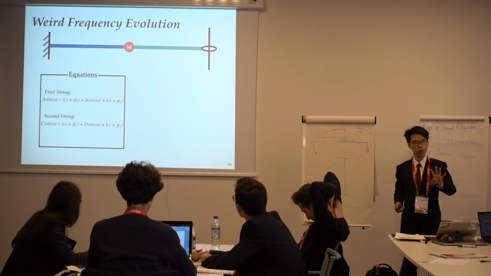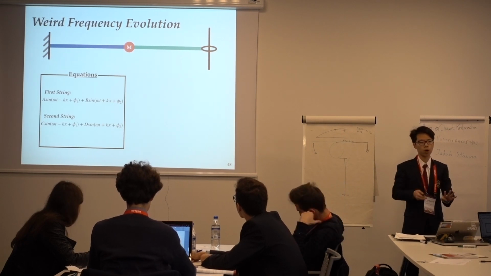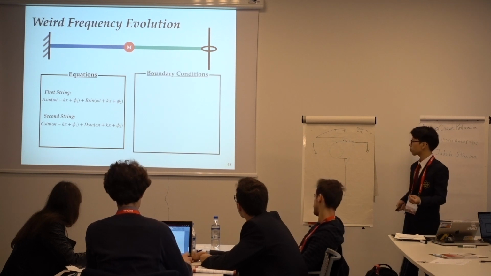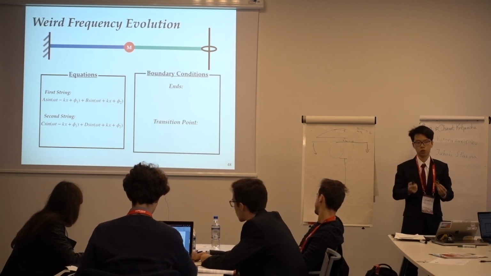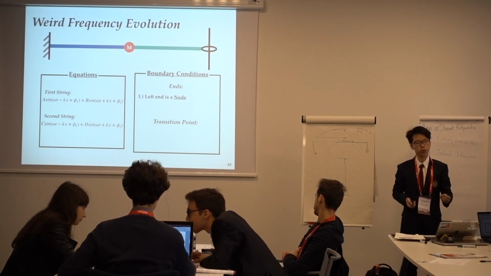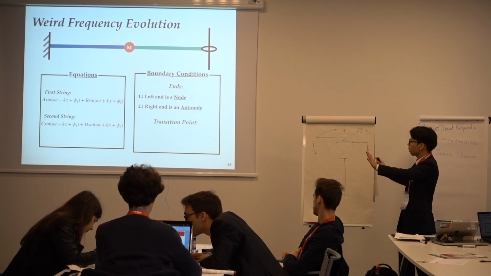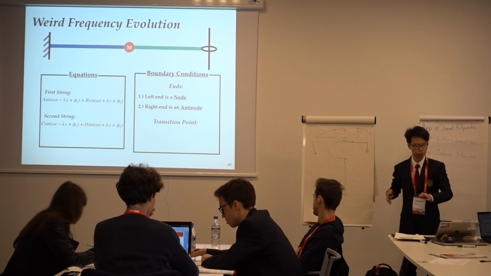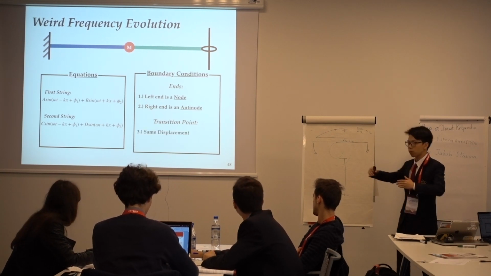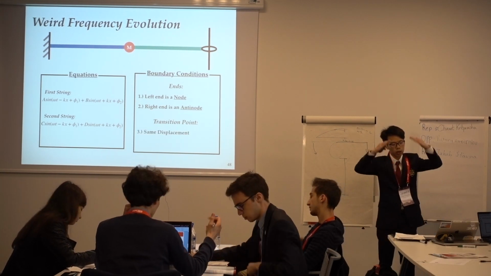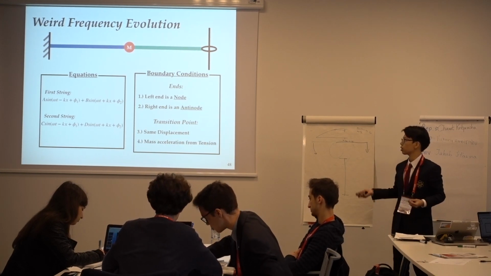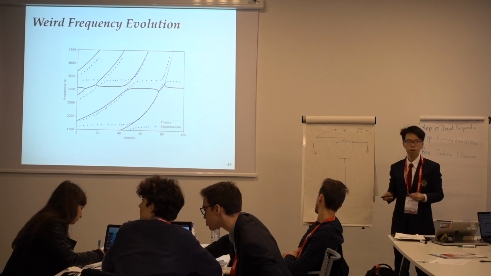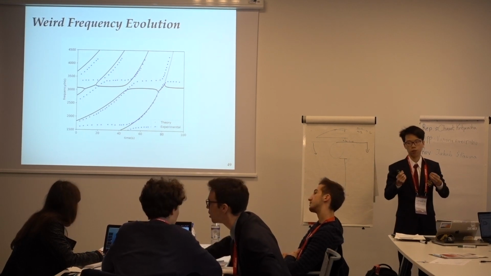From that, we see that there are four variables that we don't know, so we need four boundary conditions. We're going to use the end boundary conditions and the transitional point boundary conditions. The first one is that the left end has to be a node, and the right end is going to be an antinode. For the transitional point, it means that it has to have the same displacement. And lastly, we can find the mass acceleration due to tension. From this, we can solve for the wave number that results in the resonance frequency.